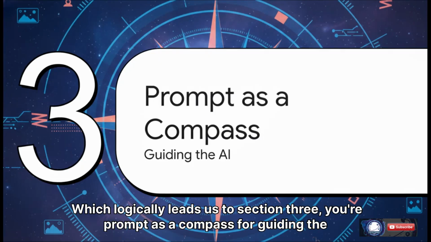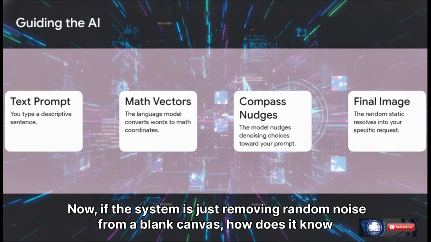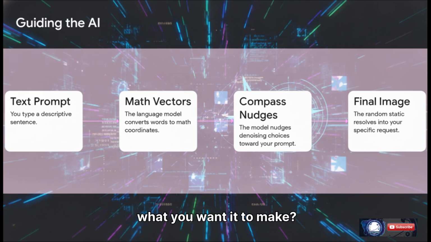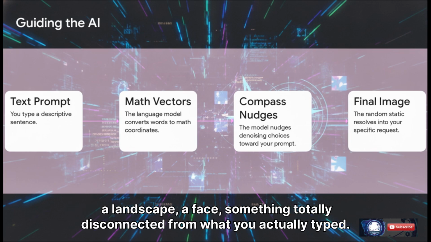Which logically leads us to Section 3, your prompt as a compass for guiding the AI. Now, if the system is just removing random noise from a blank canvas, how does it know what you want it to make? I mean, on its own, random denoising would just produce a random generic-looking image, a landscape, a face, something totally disconnected from what you actually typed.